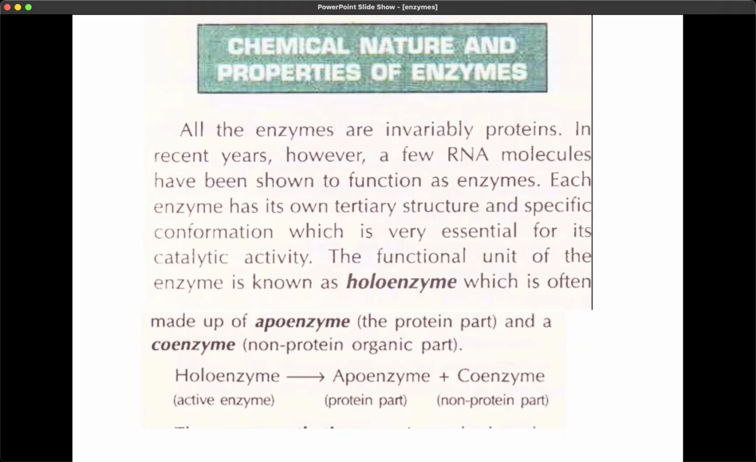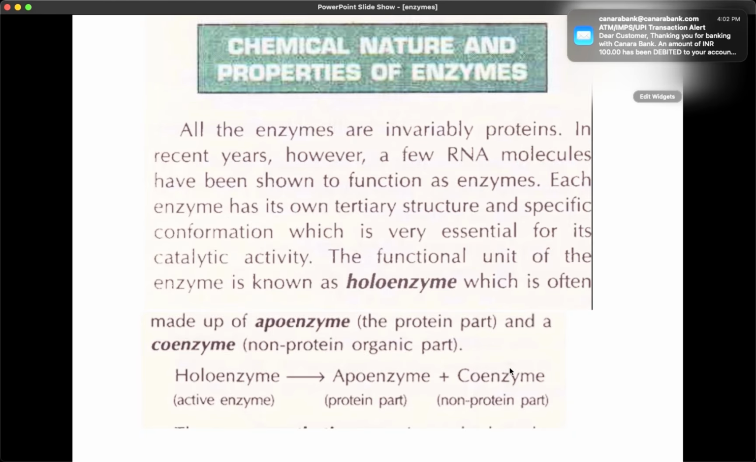Now looking into the other parts of the enzyme, the functional unit or the main active enzyme part is known as the holoenzyme. Okay, active enzyme we call holoenzyme, and it has two parts: apoenzyme and coenzyme. That is the protein part and non-protein part. So every holoenzyme or our active enzyme is made up of a protein part and non-protein part. The protein part is called as apoenzyme, the non-protein part is called as coenzyme.